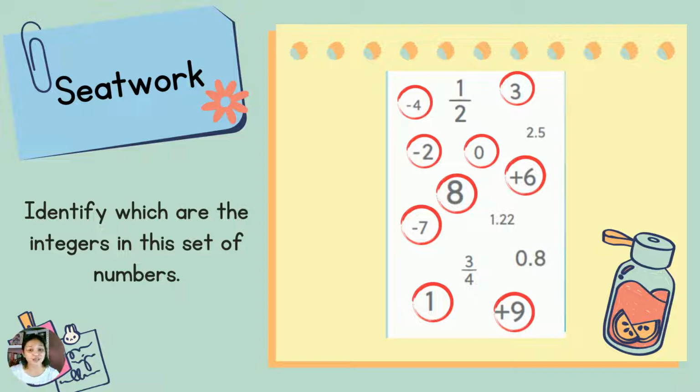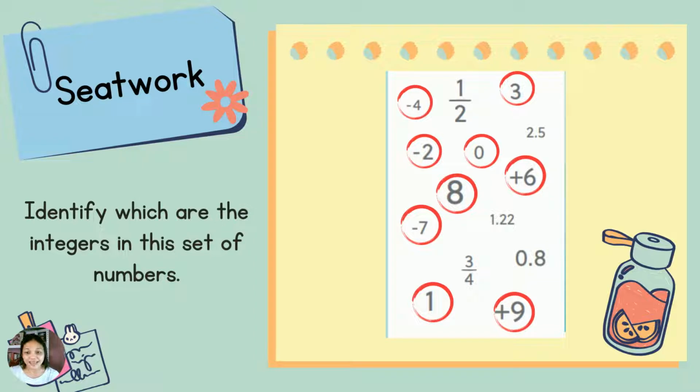Alright, so mga answers, integers, we have negative 4 here, 3, negative 2, 8, positive 6, 8, negative 7, 1, and positive 9. So, if you have these answers, then you are correct. Well, great job ka done. High five. Oh, ayan. Alright.